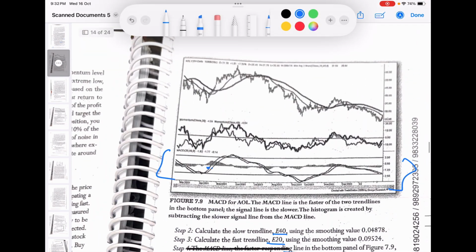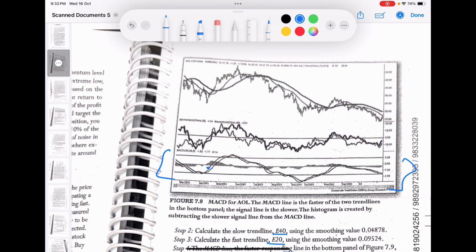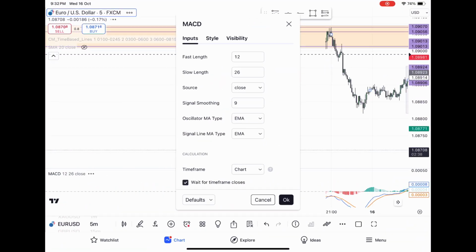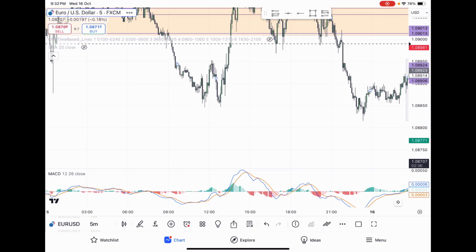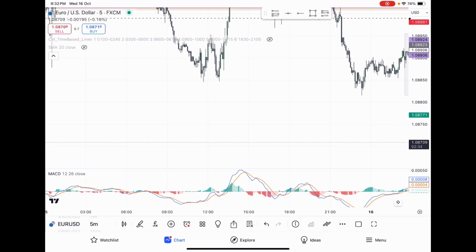If you look at this, we have two lines. The lower one is the signal line and the higher one is the MACD line. Which is slower among these two? The signal line is slower. If you look at this also, you can see there are two lines. One is the MACD line and one is the signal line.